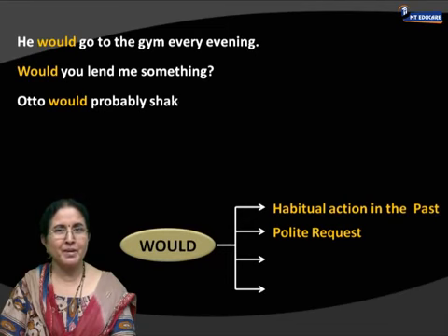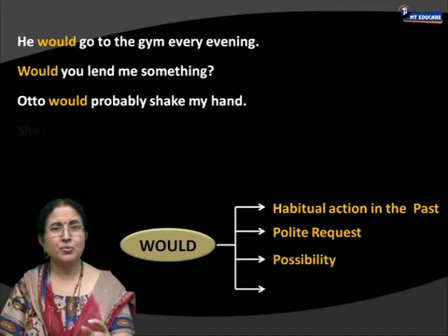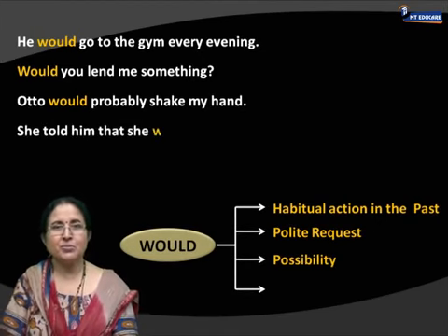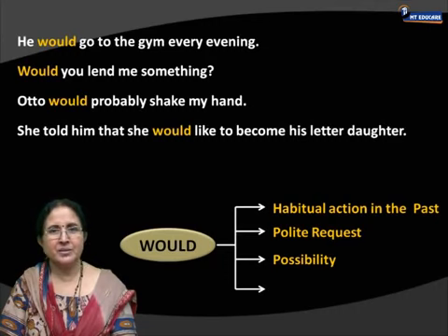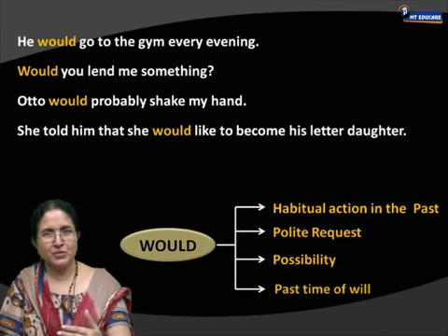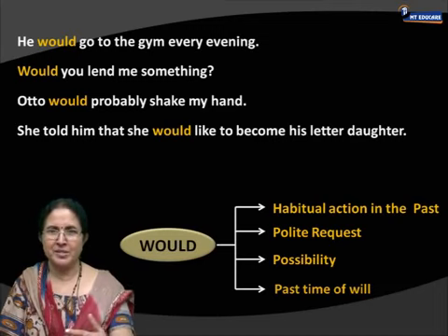Next, Otto would probably shake my hand. Now I think this comes in that lesson, Anne Frank. Otto is Anne Frank's dad. Otto would probably. Now you are not sure whether he would shake hands with you, but you are thinking of a possibility. Last one, she told him that she would like to become his little daughter. In this case, she would like to become. It is the past tense of will. So we have got four functions of would: habitual action, polite request, possibility, past action. So you can say past tense of will. So again, three P's here and one H here.